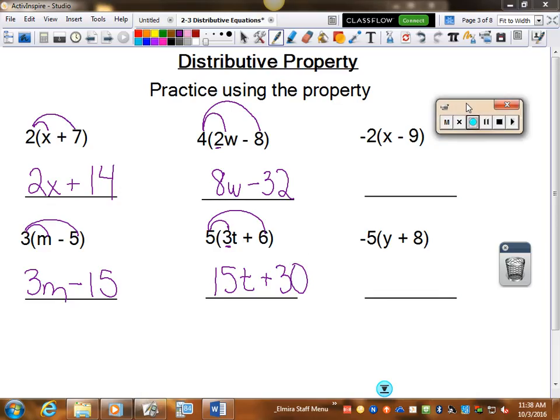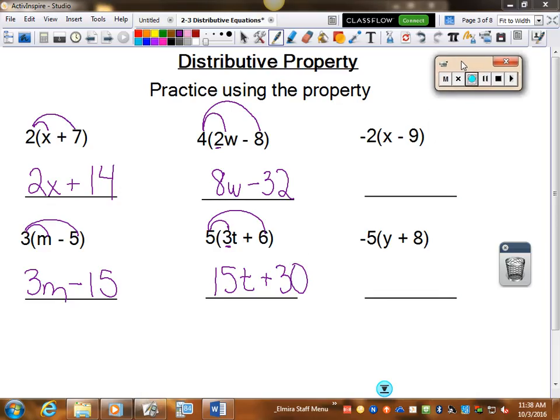Alright, now if I have a negative number out in front, students start to get a little confused about the sign. So I'm going to show you this a couple of different ways. First of all, you can distribute the negative sign separately from the number. So I'll distribute signs and then I'll distribute numbers.